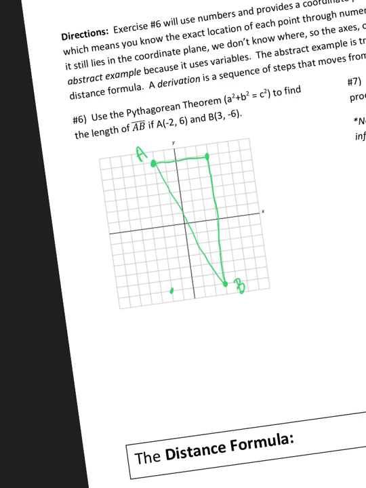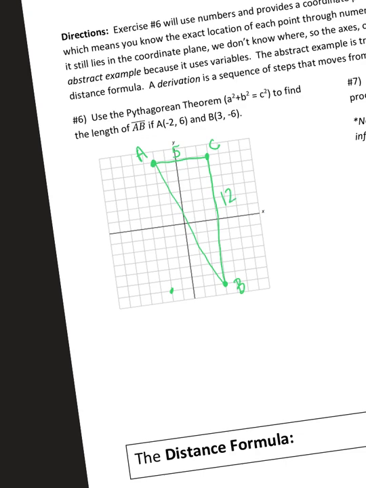So now we can count. So we know 1, 2, 3, 4, 5 is the length of, we're going to call this C, so AC. And BC is 1, 2, 3, 4, 5, 6, 7, 8, 9, 10, 11, 12 units.